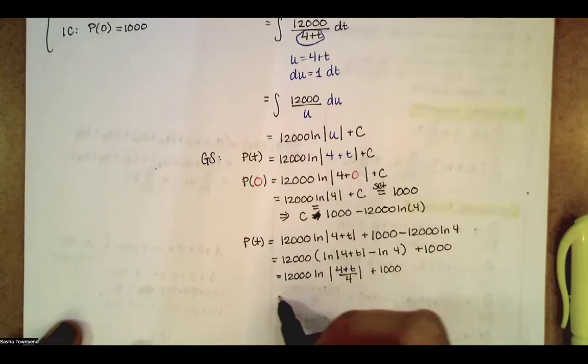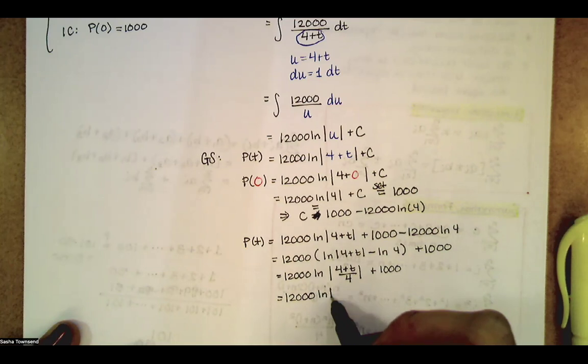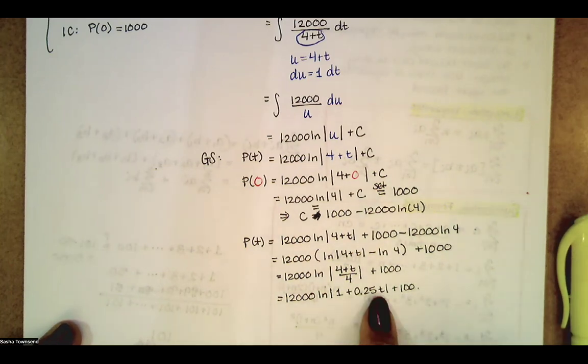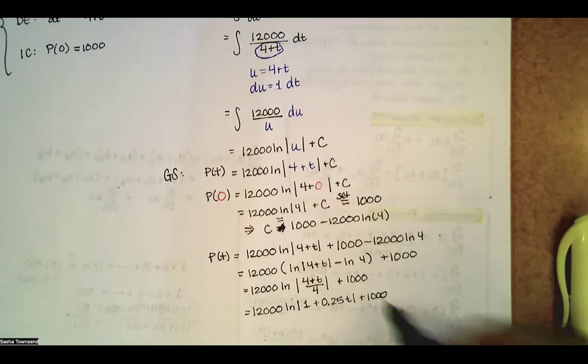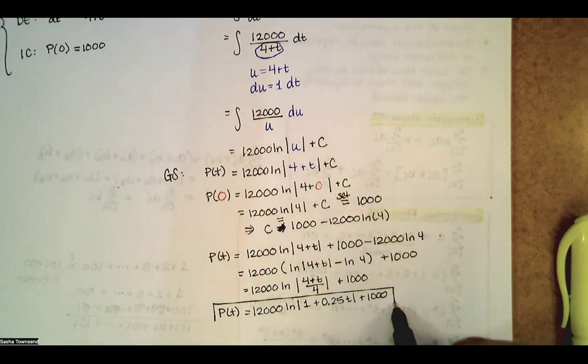So I get that. And so then I have my p of t equals 12,000 times natural log of 1 plus 0.25t, plus 1,000. So we still end up with that 1 plus 0.25t that we saw in the original form of this differential equation. Okay, so that is our p of t. That's the population of bacteria as a function of time.